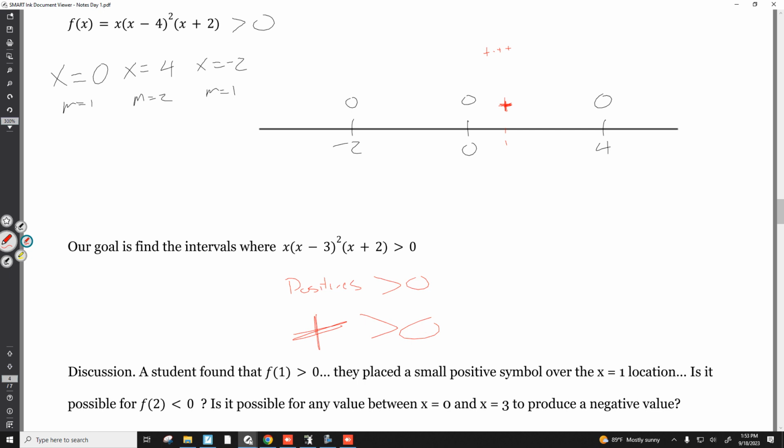Now, here's the question I'd like you to discuss with your neighbors. Is it possible for f of 2, or really any value between 0 and, I'm sorry, it should say 4, is it possible for any value in between 0 and 4, like at 2, to be negative? Discuss that with your neighbors. Why?